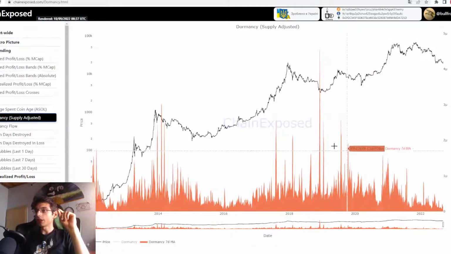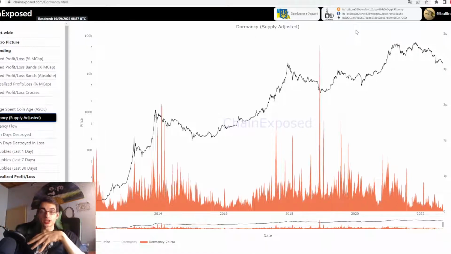That doesn't matter. And this is confirmed by the dormancy supply adjusted. This is supply adjusted because right here we have coin days destroyed. Coin days destroyed are actually those days that I talked about, the amount of time you held something and you spent it. That amount is getting into this chart.